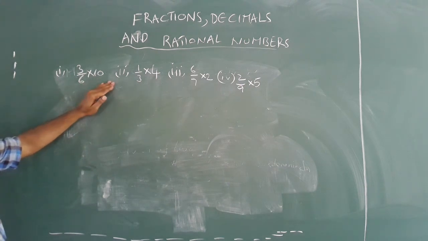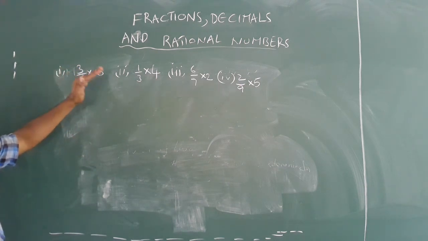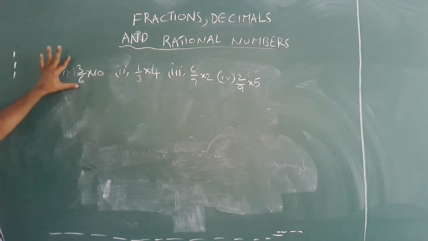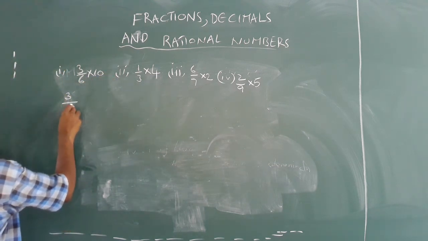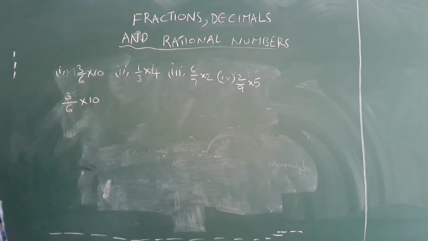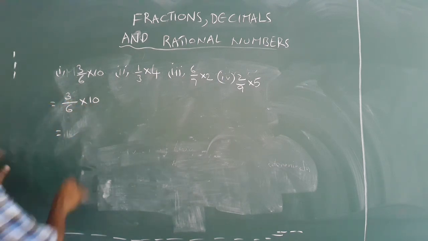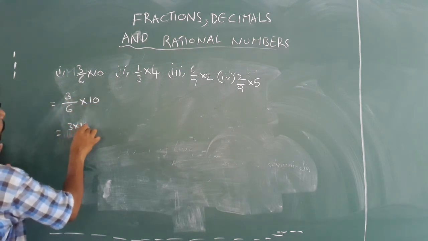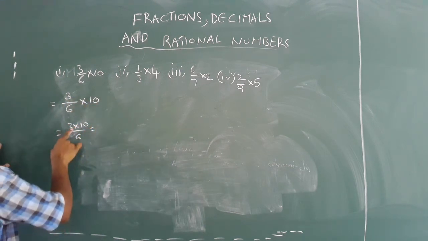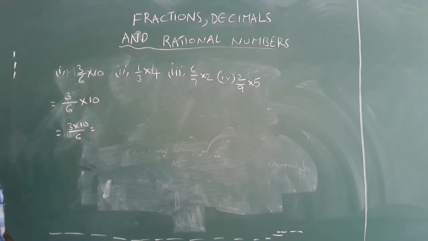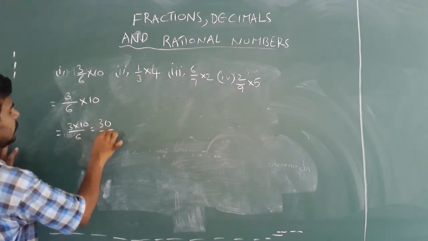Multiply the following and write the result as a mixed fraction. So take this one, 3 by 6 into 10. As I said before, in 3 by 6, 3 is the numerator and 6 is the denominator. So 3 into 10, this is the simple way. 3 into 10 by 6: 3 tens are how much, children? 30. So 30 by 6.